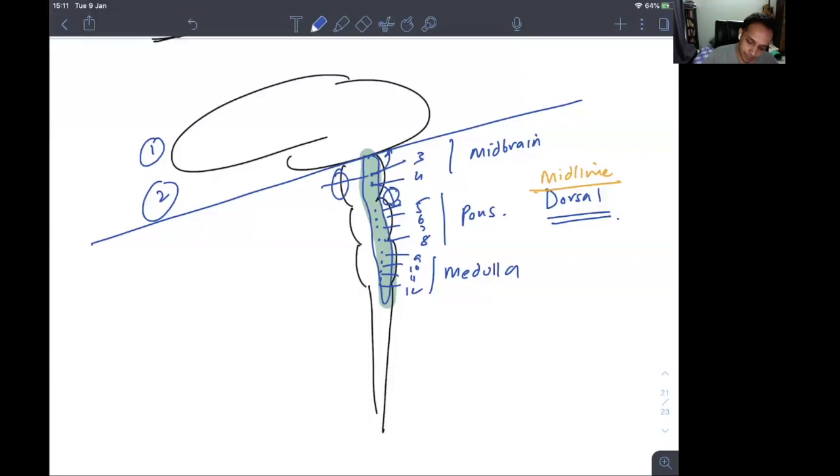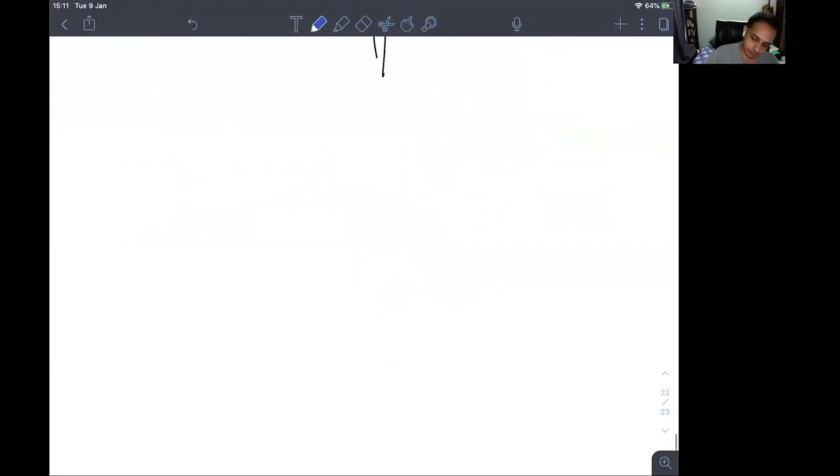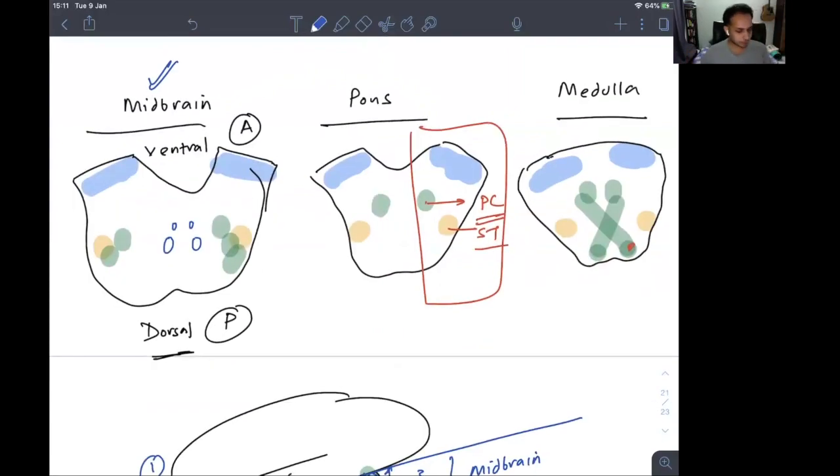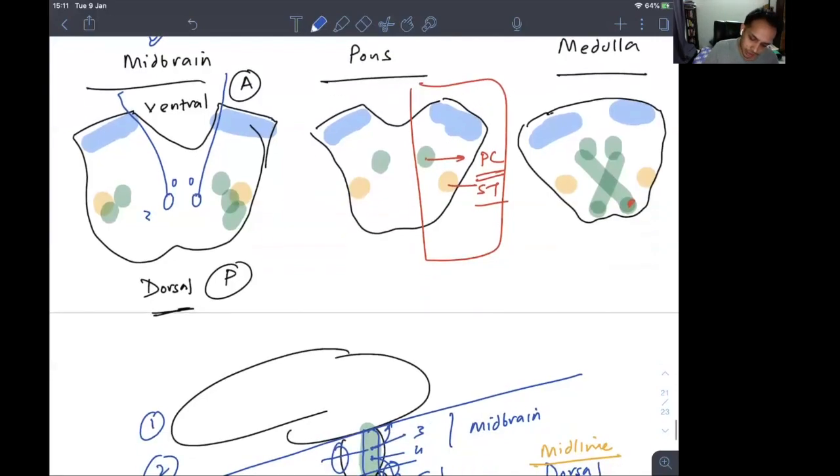Now let's take it one by one. So now let's take the midbrain. We've already done half. So let's take this example of the midbrain. So here the third nerve nuclei are here, and the fourth nerve nuclei are a little ahead. Okay. So this is how the third nerve nucleus is there, and the third nerve fibers will leave like this. So it will leave anteriorly. So you have third and fourth.